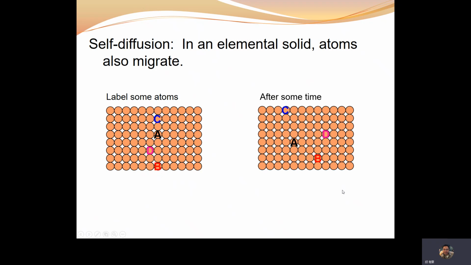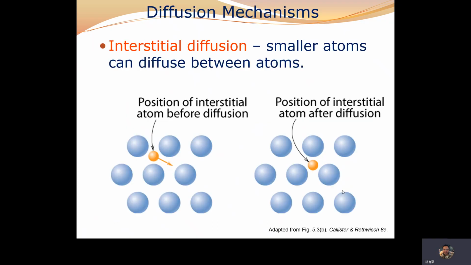As I mentioned previously, it's called self-diffusion. That means in an elemental solid, atoms also migrate between lattice points. Also there is diffusion within the interstitial sites, called interstitial diffusion. That means smaller atoms can diffuse between atoms. So you can see we have an alloy, we have an impurity atom, which is usually smaller than the lattice atoms, and it can move around between atoms, within those interstitial sites.